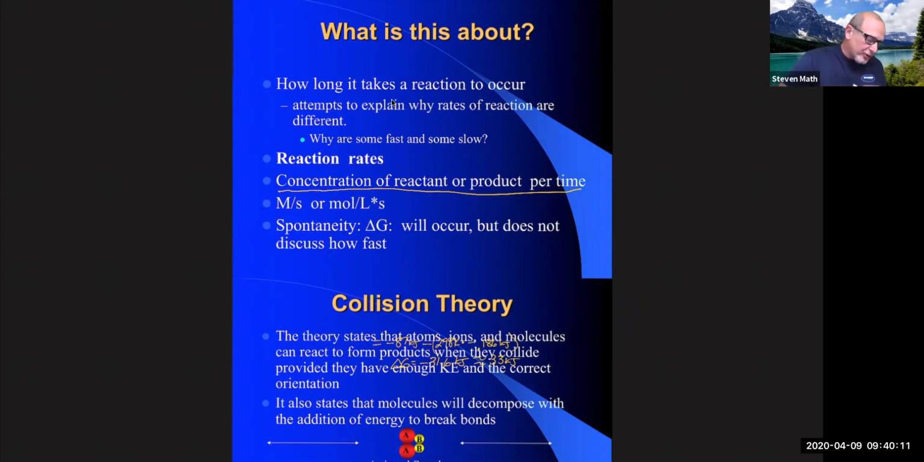Now, this is the reaction rate, the speed of the reaction. What we're going to talk about later on in the chapter is spontaneity, this delta G. We're going to do those calculations towards the end of this series of videos. And this is that, will the reaction occur at all by itself? It doesn't talk about how fast.